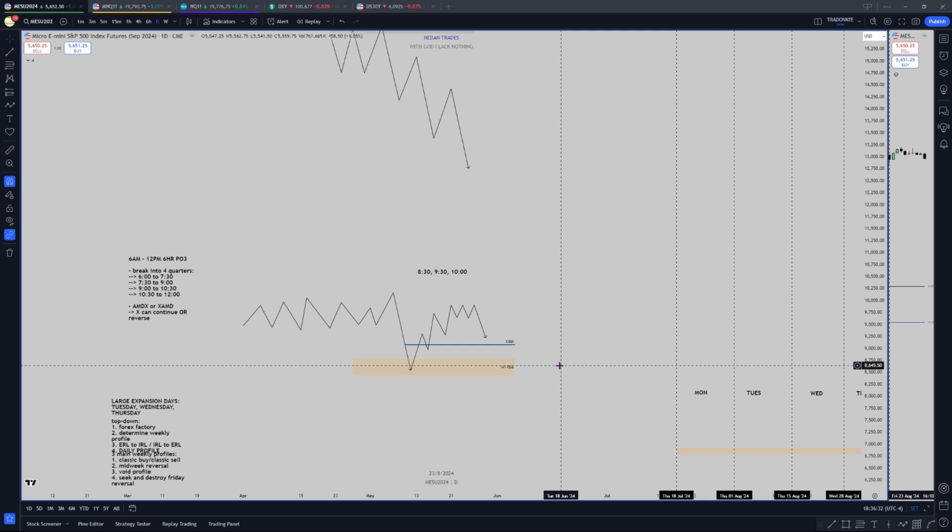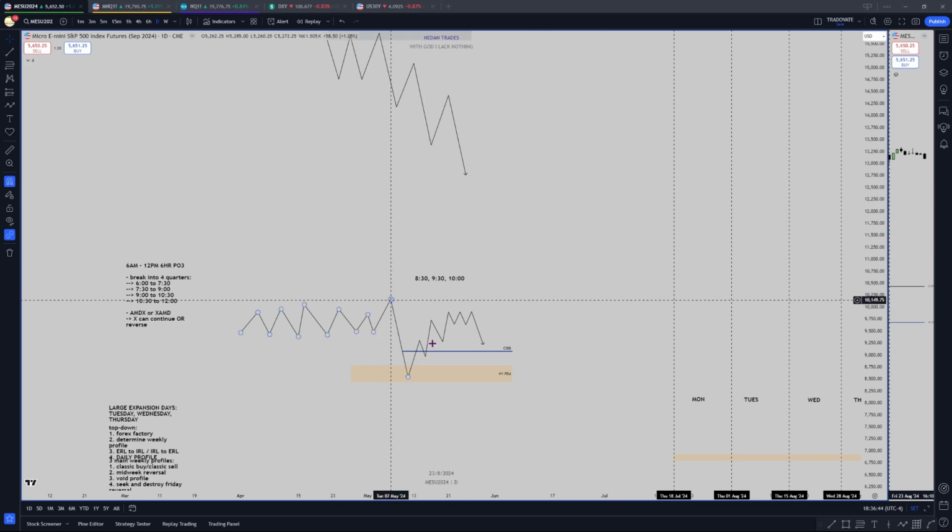Wait, is the screen share not loading for all of you guys, or I can restart it real quick. Yeah, this is all EST. Can you guys see it now? Alright. Okay.